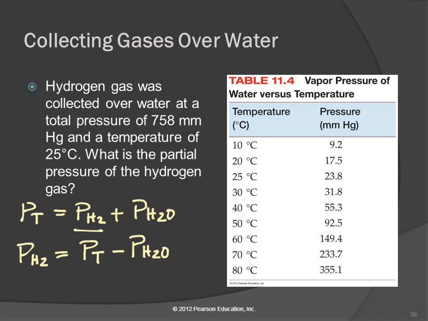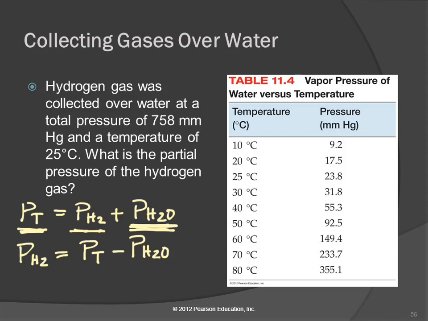Because if I have 5 cookies and I give 2 to Susie, how many do I have left? 3, right? How do you just do that in your head? Well, you take 5 minus 2 because I had 5 and we took away 2. What's left? So there's the total pressure, and if some of it is from the water, how much is from the hydrogen? Well, you just subtract them.